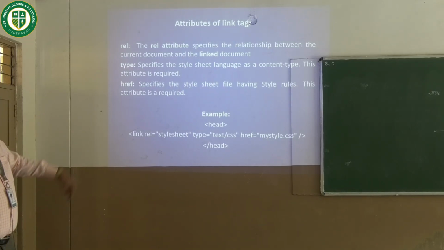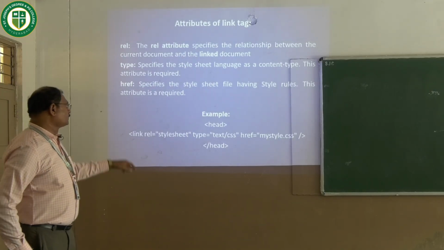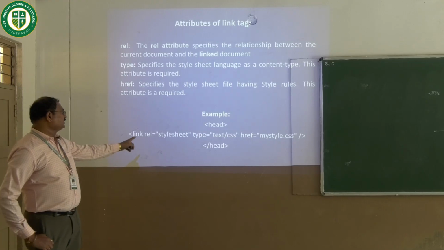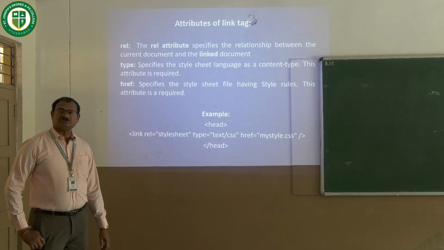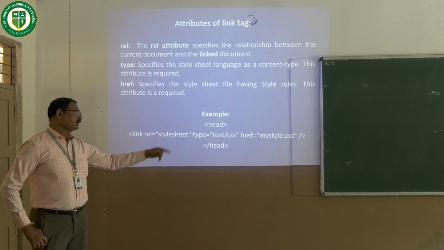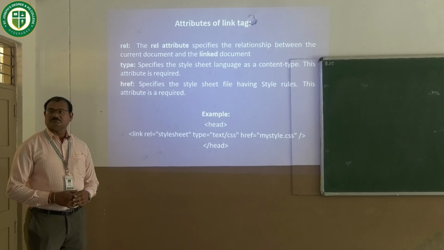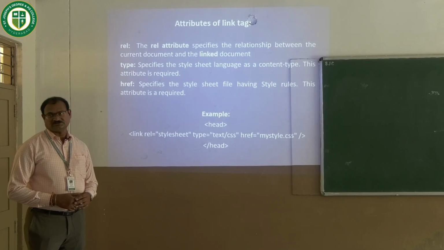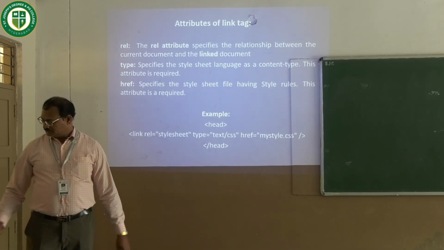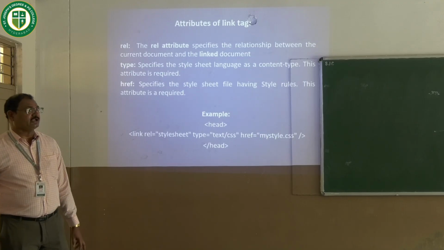And if you look at here, this is the example, some sample code I have given here. So link rel is equal to stylesheet, type is equal to text slash CSS, and what is the CSS file? mystyle.css. That's the name of the file, where we define styling rules.